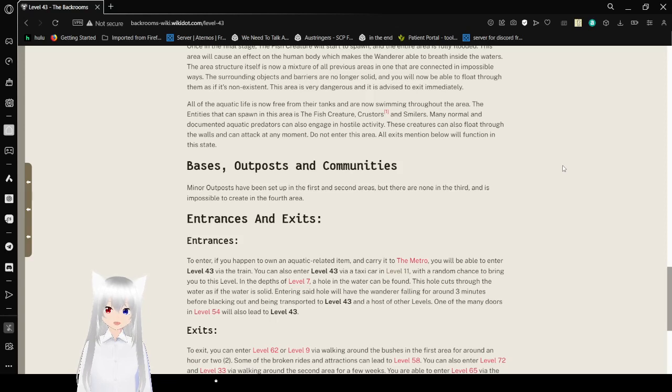Many normal and documented aquatic predators can also engage in hostile activity. These creatures can also float through the walls and can attack at any moment. Do not enter this area. All exits mentioned below will function in this state.